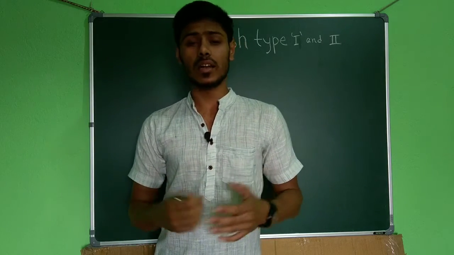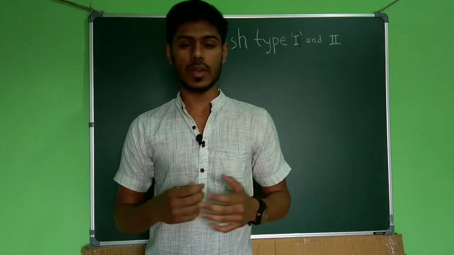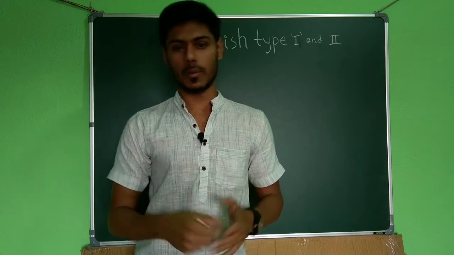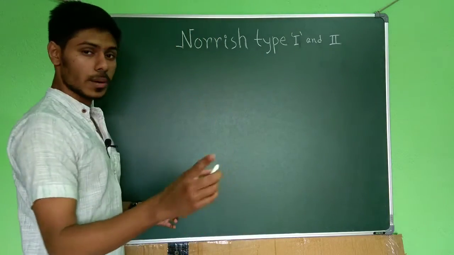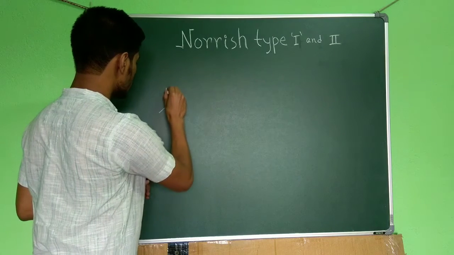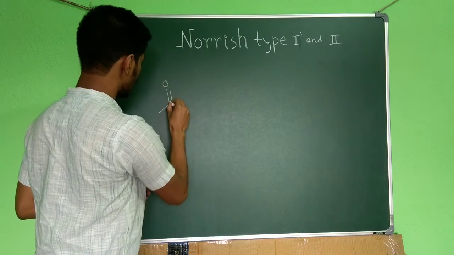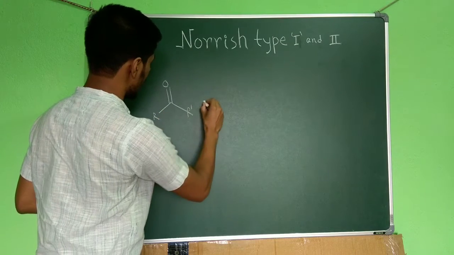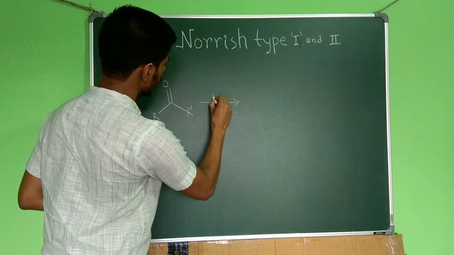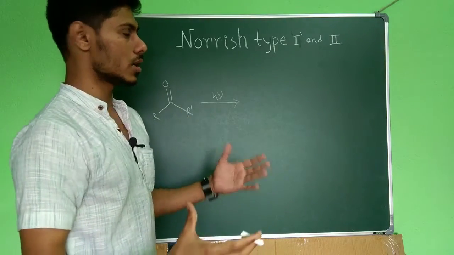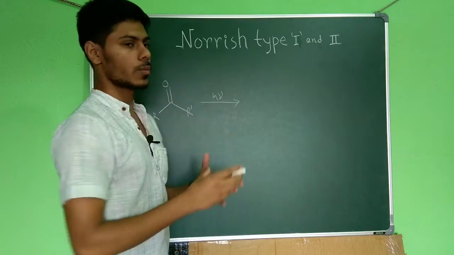So what is a Norrish type 1 and type 2 reaction? It is basically the reaction of a carbonyl compound. Let us first talk about the Norrish type 1 reaction. Whenever you have a carbonyl compound like this, let's say it is R dash and R, and now if you treat this compound with a light source, that is, you shine light on this particular carbonyl compound, what will happen?